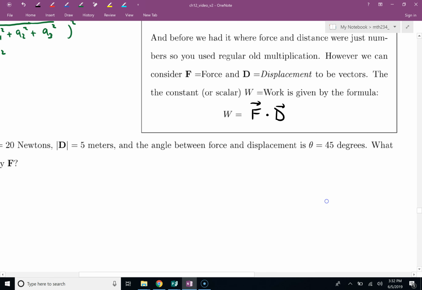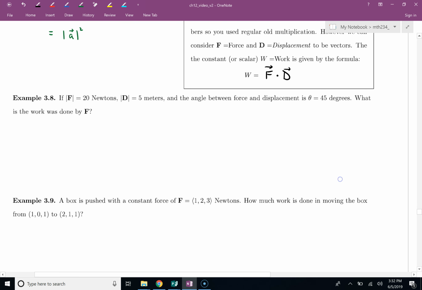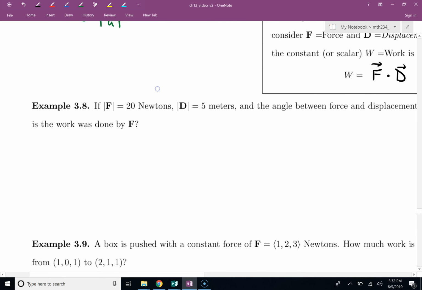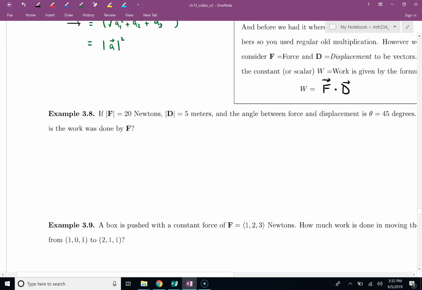All right, so let's try a couple quick problems related to this. The first one: suppose the magnitude of F is 20 newtons, the magnitude of D, the displacement, is 5 meters, and the angle between the force and the displacement is theta equals 45 degrees. What is the work done by this force? Again, work is equal to force dot displacement. The problem is that I don't have vectors right now, so that's a bit of a pain.